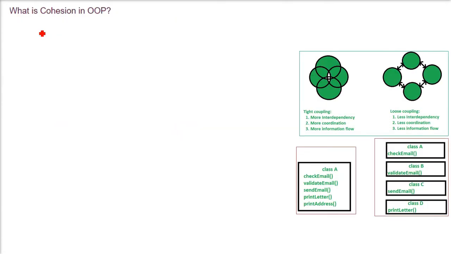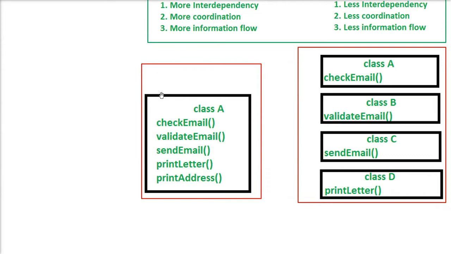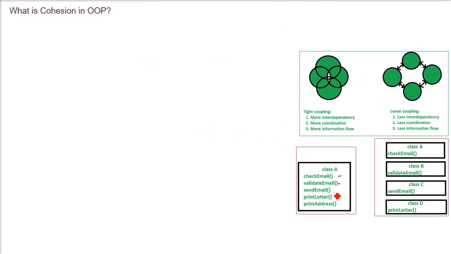What is cohesion in object-oriented programming? Now let me give an example here. See, this is a class. Just assume that this class is doing everything related to email. All these functions, check email, validate email, send email, and all others, are working only for email. So now these functions are closely related. They are like-minded. They are doing only the work for email. That is, this particular class has high cohesion, very good cohesion. And that is what we want. We want a module or a class to have high cohesion.